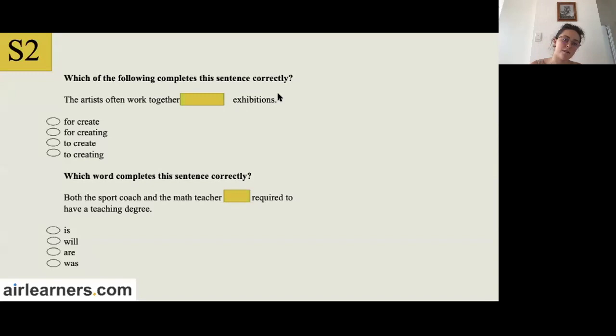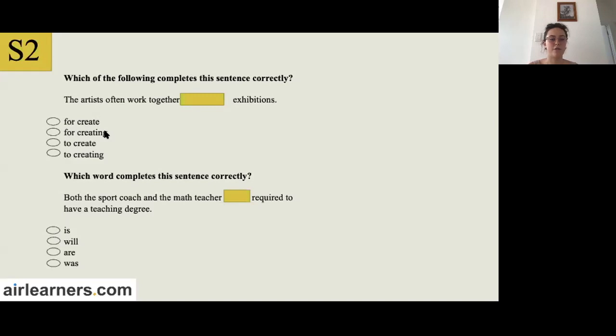So substitute in all the options one at a time until you get to one that sounds right. Because of the last word exhibitions, for can't go after together. So the artists often work together for create exhibitions. If it was for the benefit of exhibitions, it could work, but otherwise with just this word exhibitions after, it does not work. So both this option and this option are out.